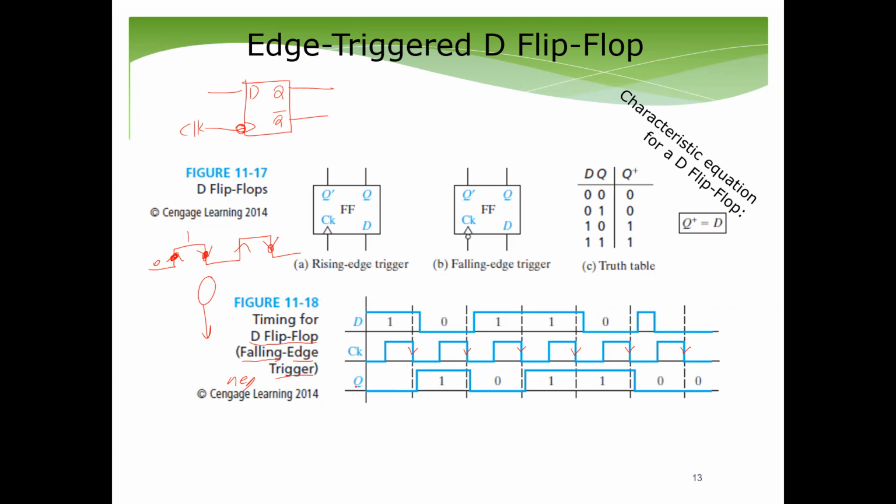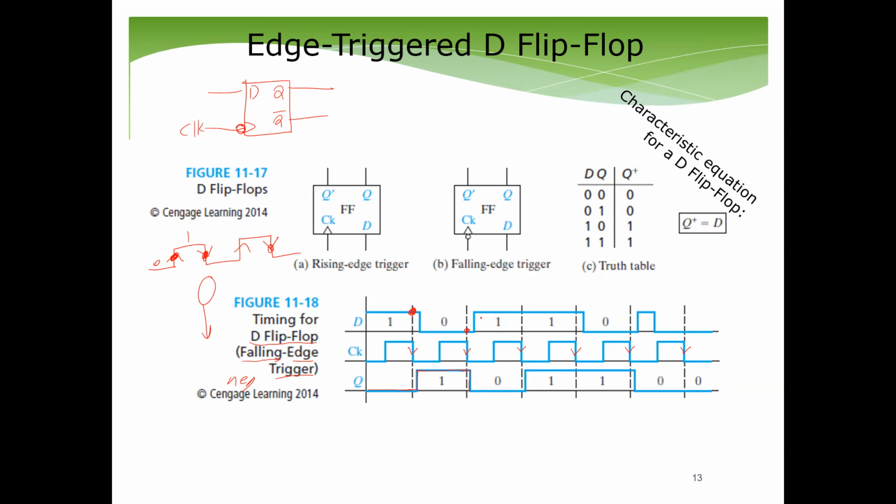So if Q started at 0, up until this edge it is going to stay the same. When I reach the negative edge, now read the value of D. D is equal to 1, so make Q equal to 1. Now Q equal to 1 is going to stay the same until the next negative edge. Read the value of D. D is equal to 0, so Q will fall to 0.